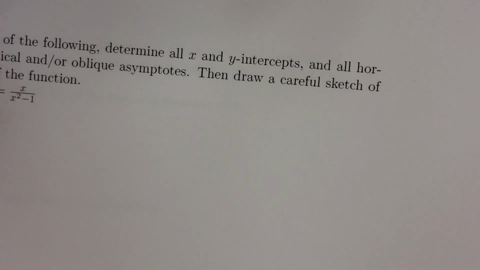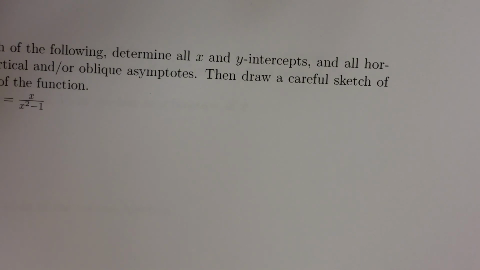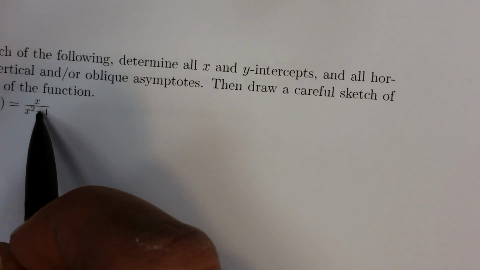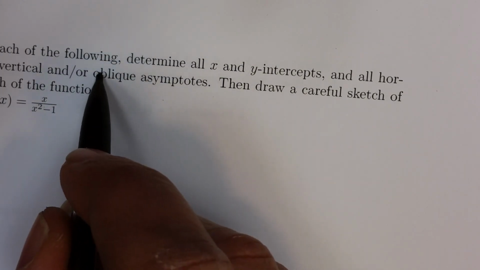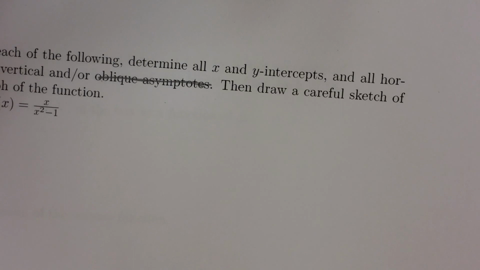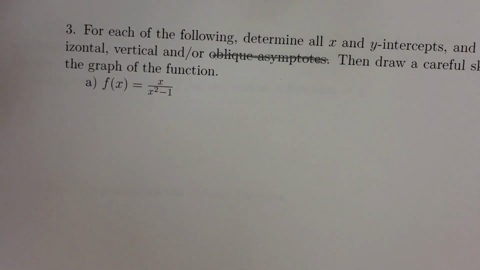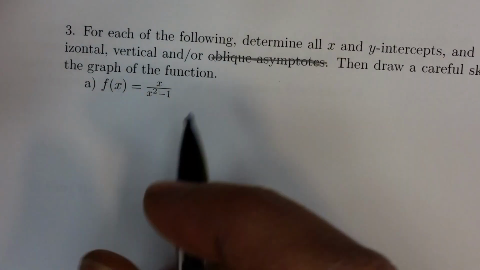For each of the following, determine all x and y intercepts and all horizontal, vertical, and oblique asymptotes. Okay, so let's go ahead and take a look at this first one. We're not going to do oblique asymptotes. We said we weren't going to do that, so we're not going to worry about that. So I guess that means that we're not going to worry about part C, but we'll get there in a second. But let's worry about parts A and B first.